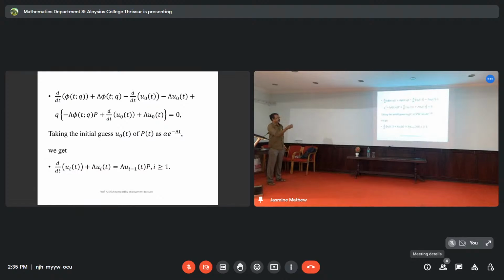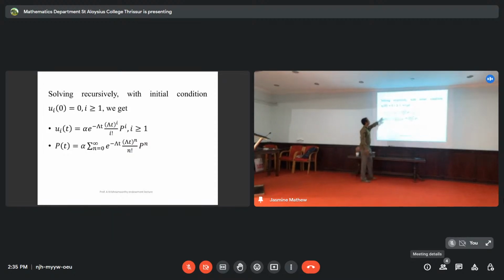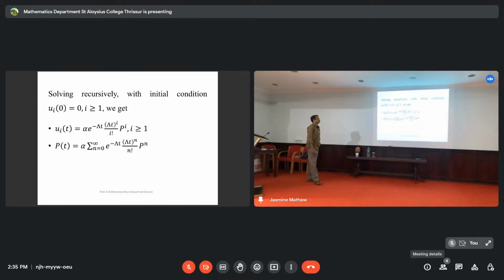But one can easily solve this differential equation by taking the integrating factor, etc. And the solution is given by this. The U_i(t)'s are iteratively solved as alpha e raised to minus lambda t, that one. And P(t) is the sum of these functions, and hence P(t) has that form, which is nothing but the uniformization solution. Okay, so the uniformization solution can be obtained from the HPM method.